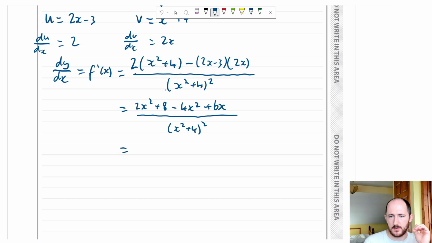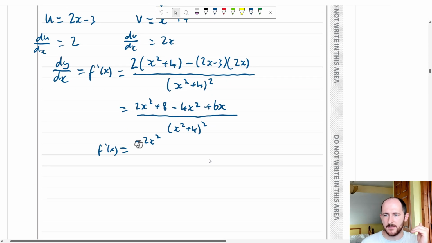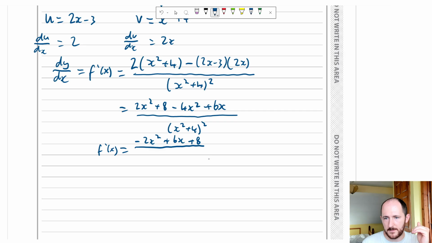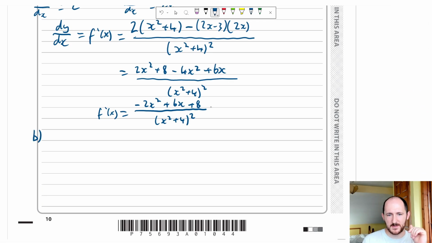And lastly, but not least, let's simplify it. So 2x squared minus 4x squared is minus 2x squared. I remember that I wanted the x squared at the front because of this. Again, don't give the examiners any reason to not give you marks. Then it's the 6x. Then it's the 8 all over that. So not too crazy, right? Not too crazy. 3 marks is not that many, if I'm being honest, but you know, it is what it is.